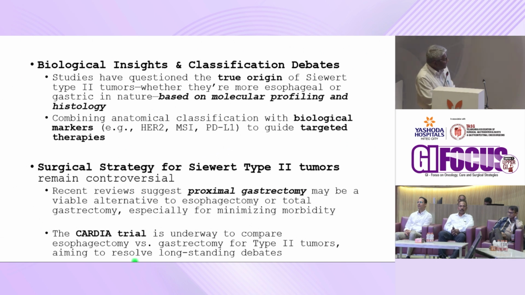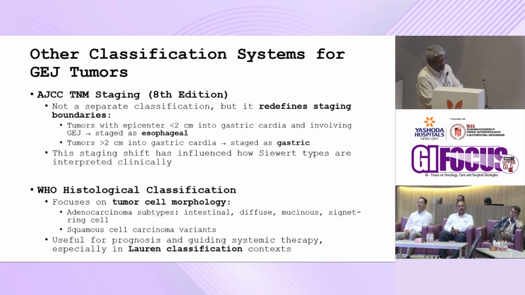There is one trial, that is the CARDIA trial, which is ongoing, which can probably help us define better whether the type 2 tumor should undergo esophagectomy or gastrectomy.